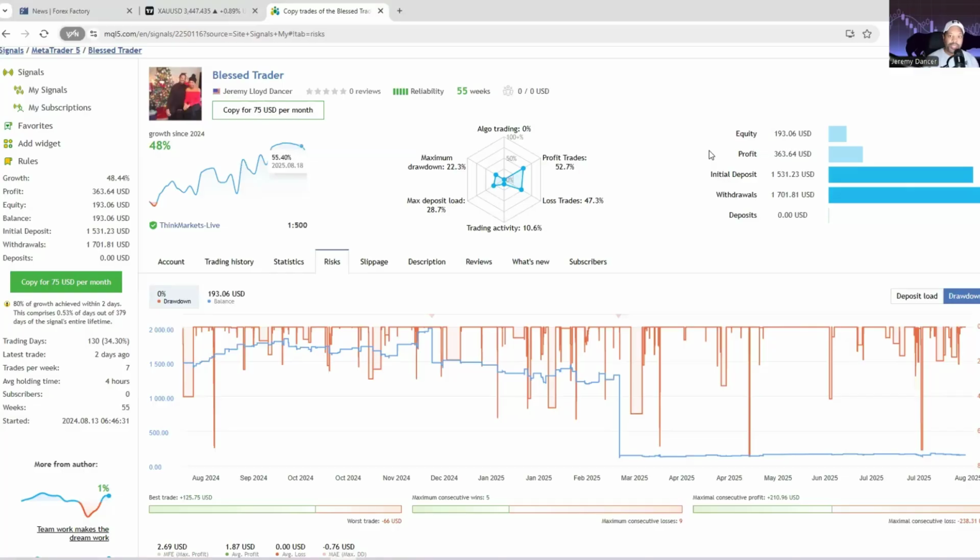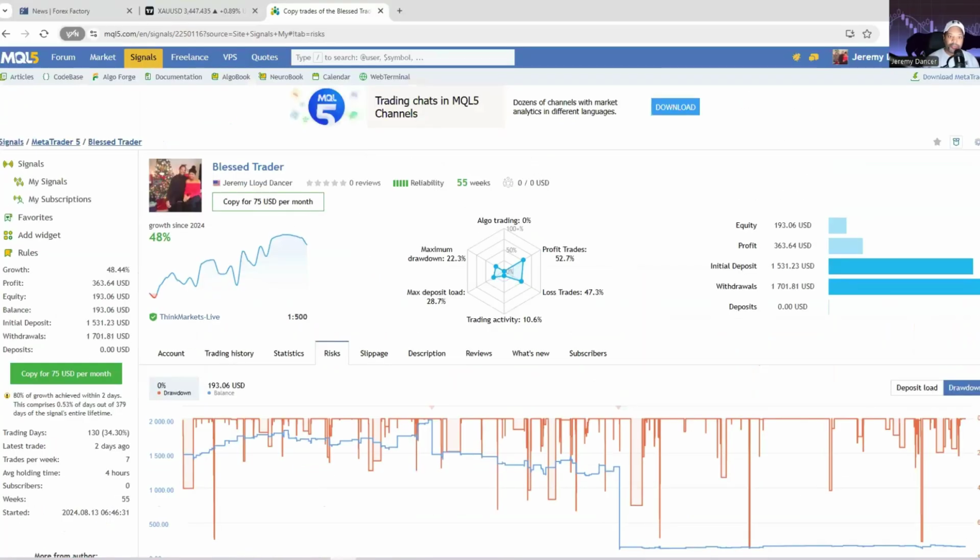the whole entire time. And by the way, on this particular account, the initial deposit was 1531, and there were 1,700 in withdrawals. So all the money that you see here is all profit. This is all market money. So even if I blew this account, I didn't lose anything, because I already secured almost $200 on this particular account. So this is all market money right here.